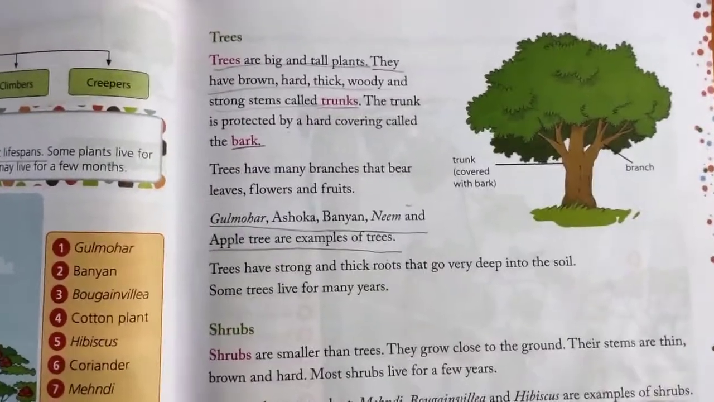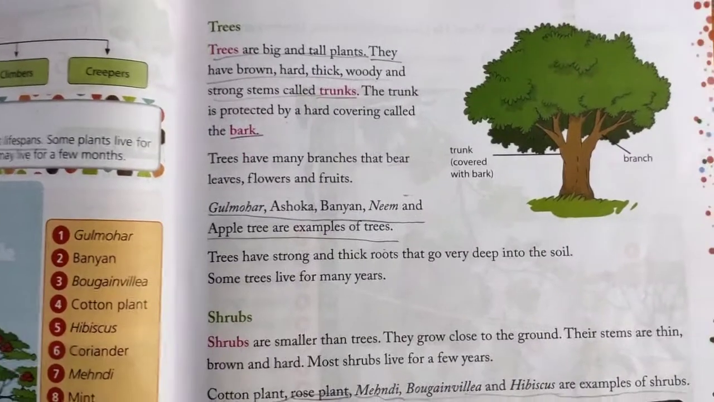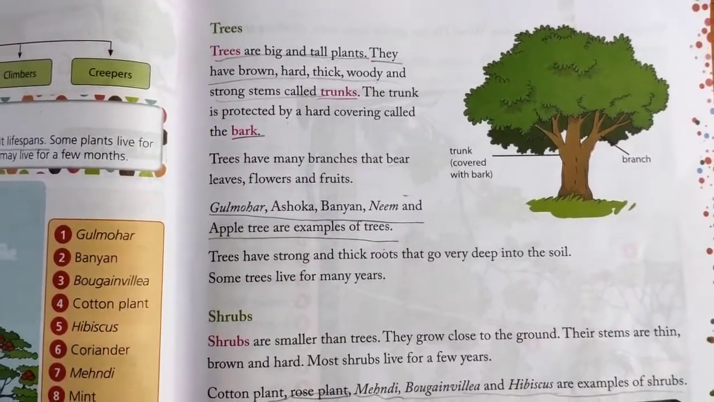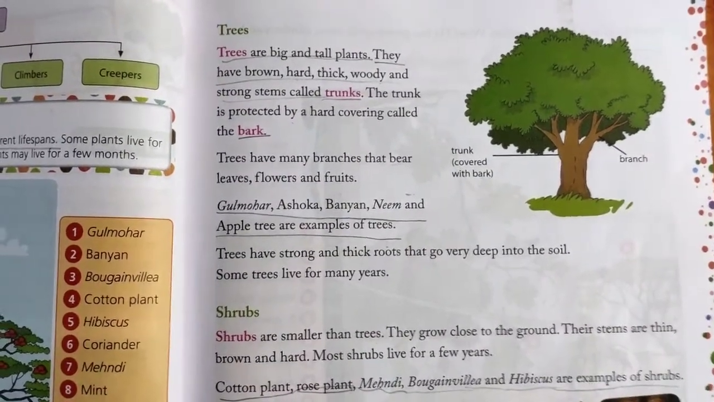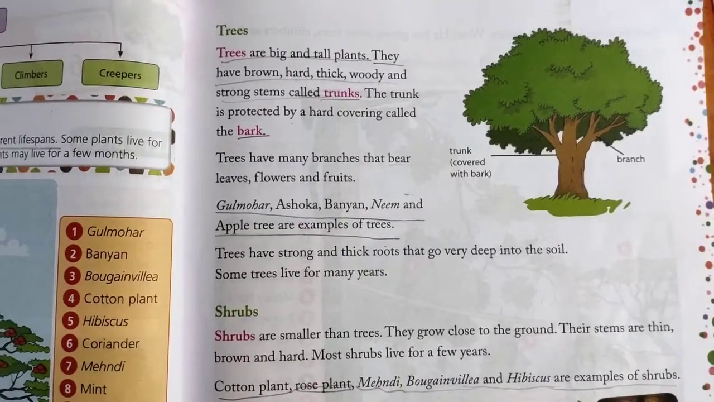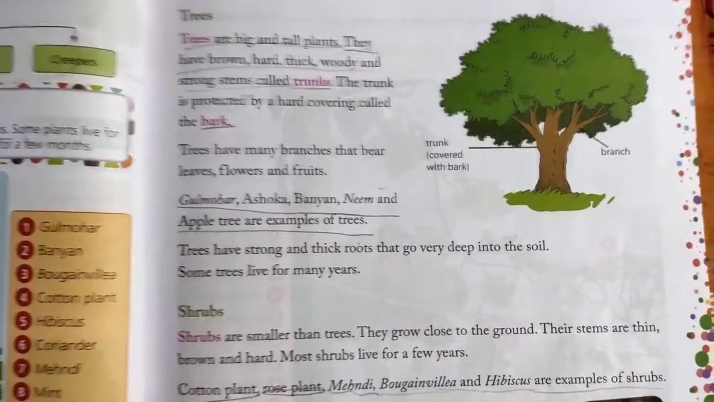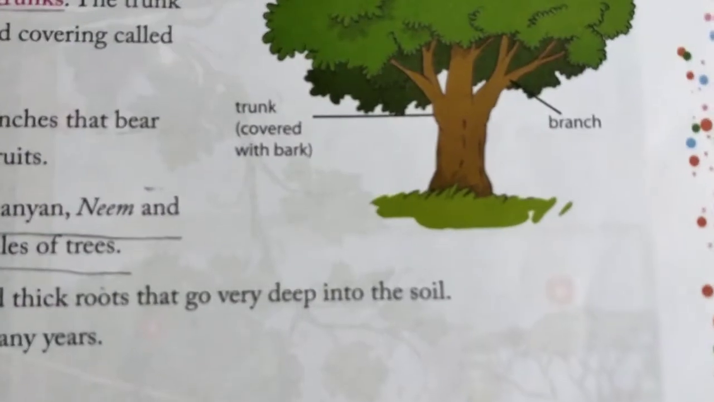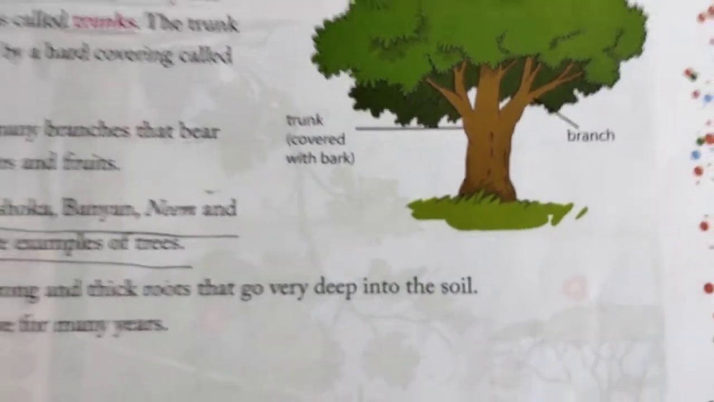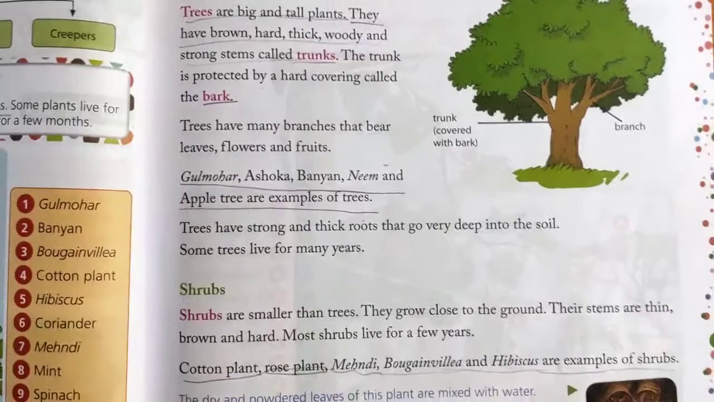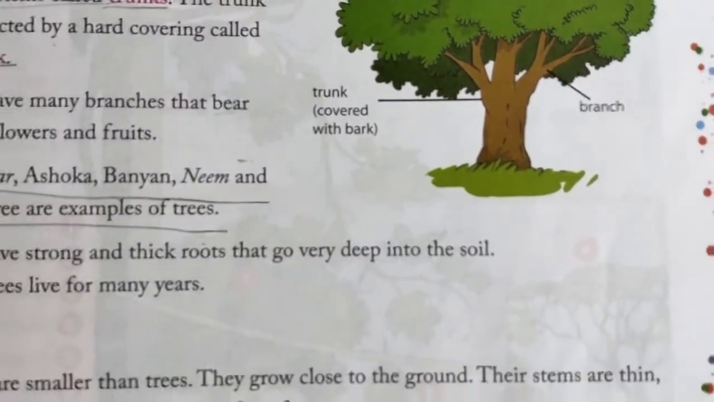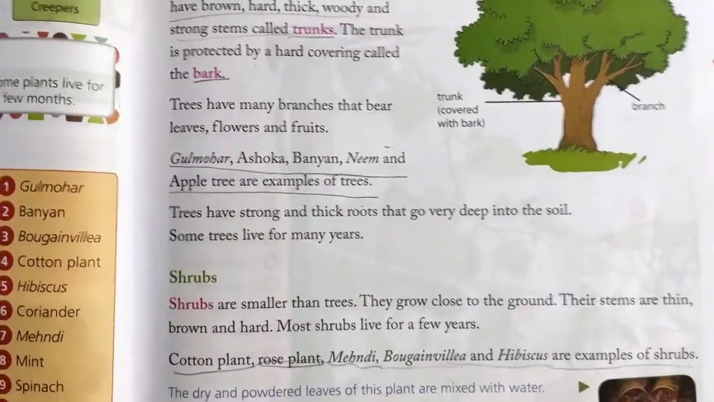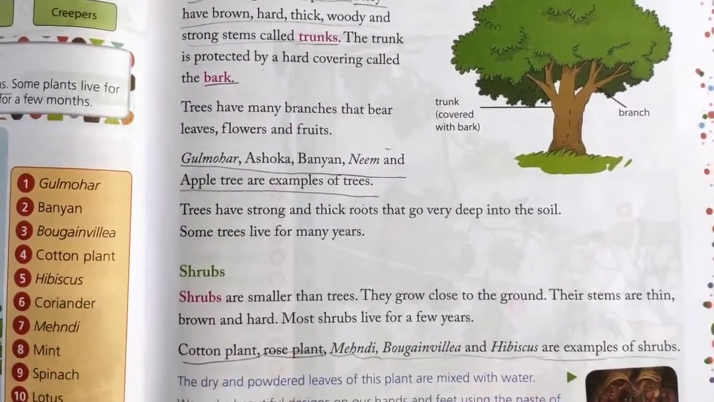The first type given here is trees. As you can see, students, trees are very big and tall plants. Usually a tree grows very tall and is a big plant. They have a brown, hard, thick, woody and strong stem called the trunk. The trunk is protected by a hard covering called the bark. Outside of the trunk you can see a hard protecting cover, and that cover is known as the bark of the tree.